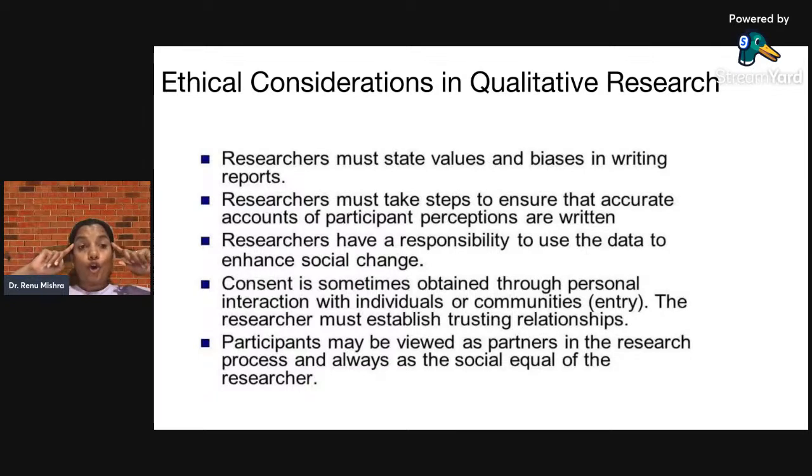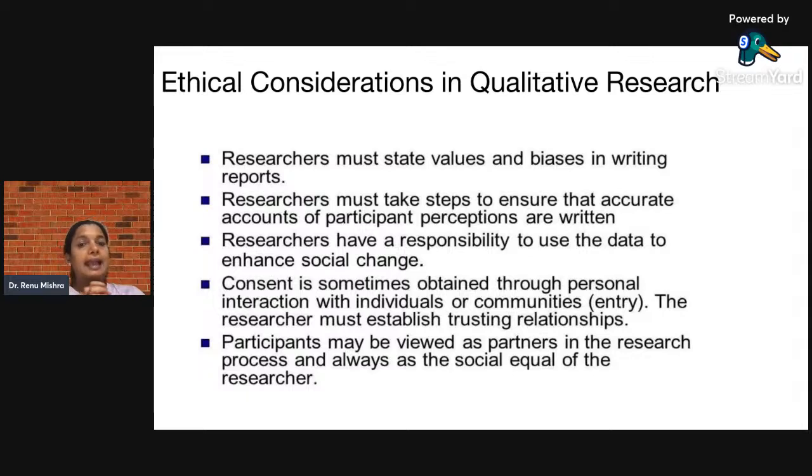Make sure your own ideas, your own values are not being included in that data. Whosoever you are interviewing or observing, please make sure that the confidentiality of the participants is ensured.